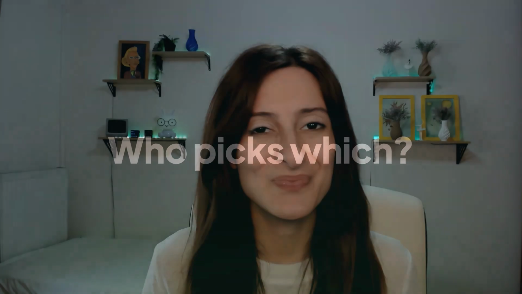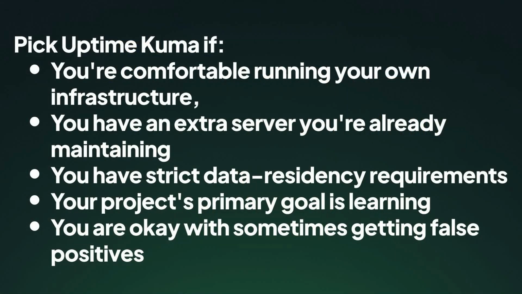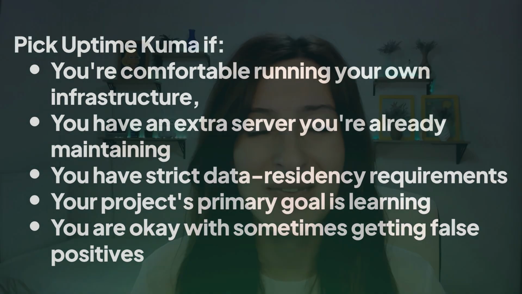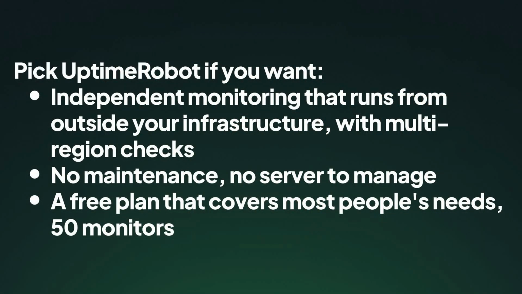So, who picks which? Pick Uptime Kuma if you're comfortable running your own infrastructure, you have an extra server or home lab you already maintain, or you have strict data residency requirements. The cost is your time and maybe a VPS. Pick UptimeRobot if you want independent monitoring that runs from outside your infrastructure with multi-regional checks, no maintenance, no server to manage, and a free plan that covers most people's needs: 50 monitors. You're trading some control for simplicity, reliability, and more functionality.